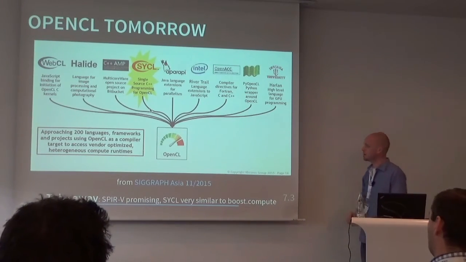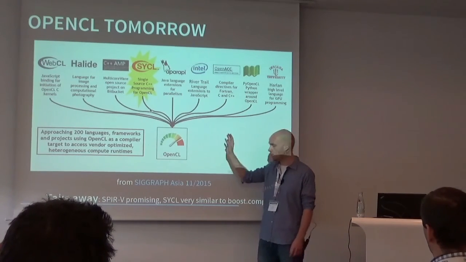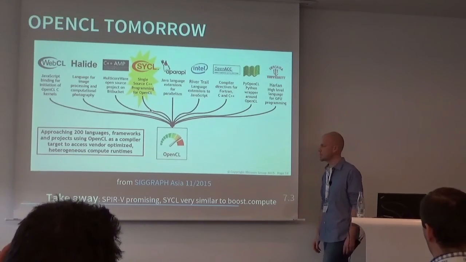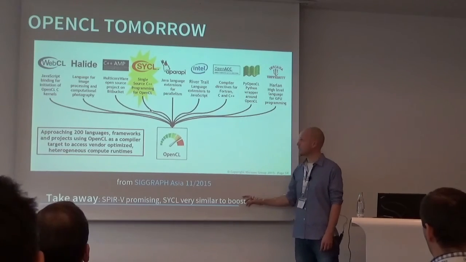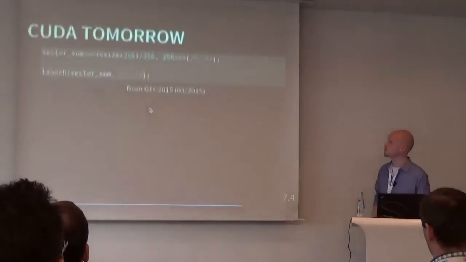SYCL looks from the API very similar to Thrust and Bolt, but of course, as it is motivated inside the Khronos Group, if I remember, they want to go for compiler support. The takeaway here is that all of this will, I hope, fly even more once support for binary intermediate representation is out. As I said, especially SYCL is very much like Thrust and Bolt.